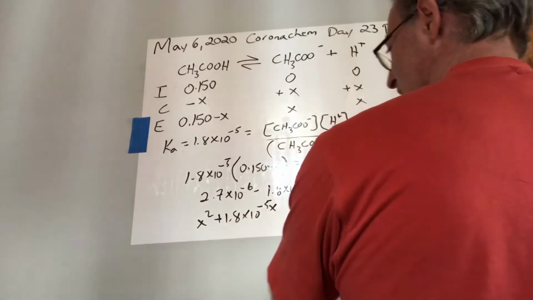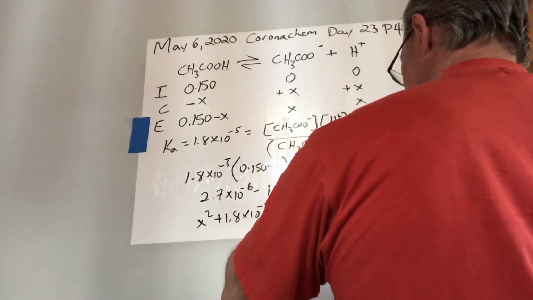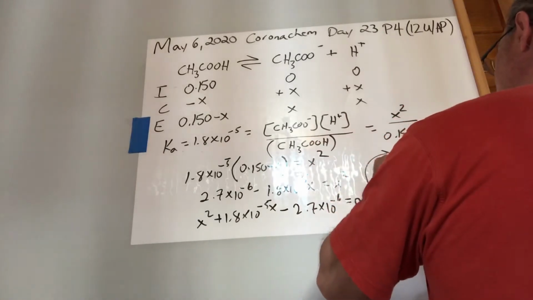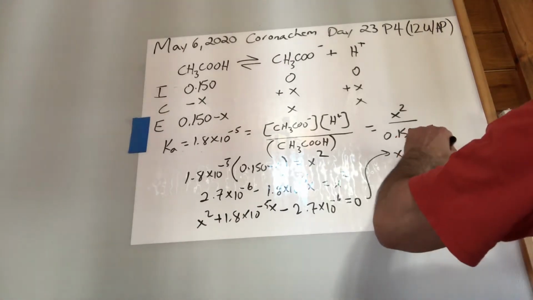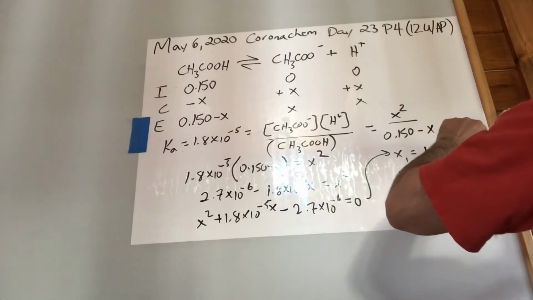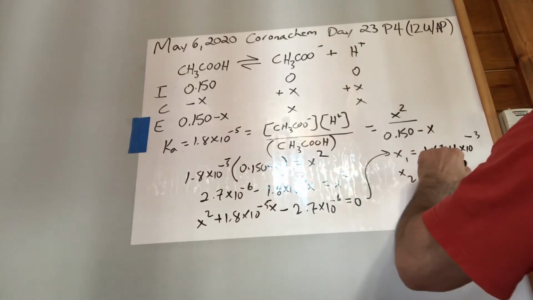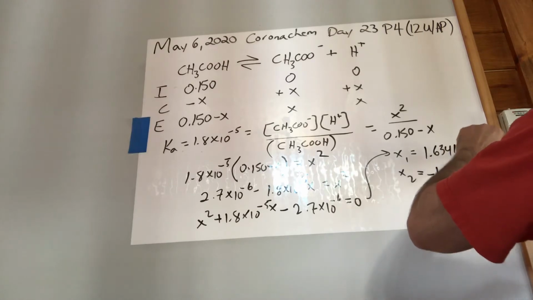So I've transposed that over to this side. Minus 2.7 times 10 to the minus 6. All that equals 0. So we're going to put that into our calculator to calculate the equilibrium concentration. This is a quadratic equation. First number is 1, the number that appears in front of x squared. The coefficient for x is 1.8 times 10 to the negative 5. And the last number is negative 2.7 times 10 to the negative 6. And you get two values for x: 1.6341 times 10 to the negative 3 and negative 1.651 times 10 to the negative 3. This is the one you keep, this one you discard.